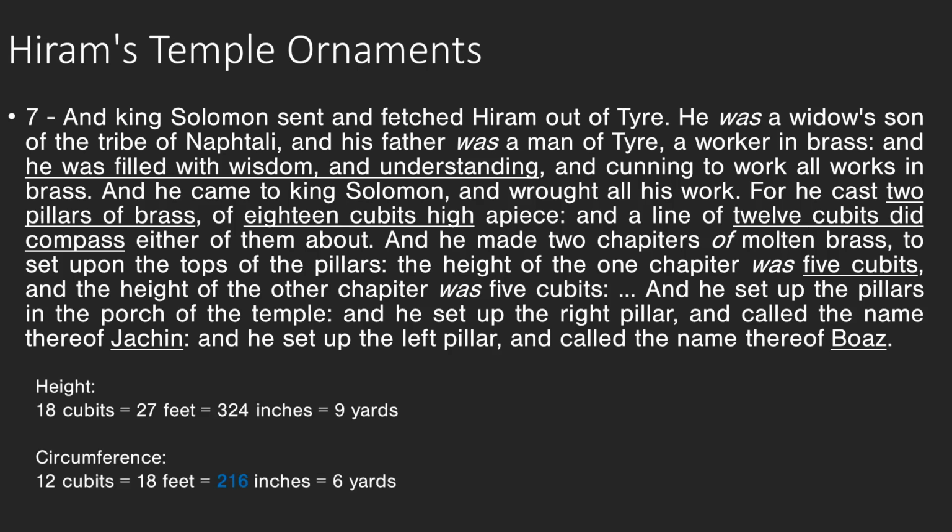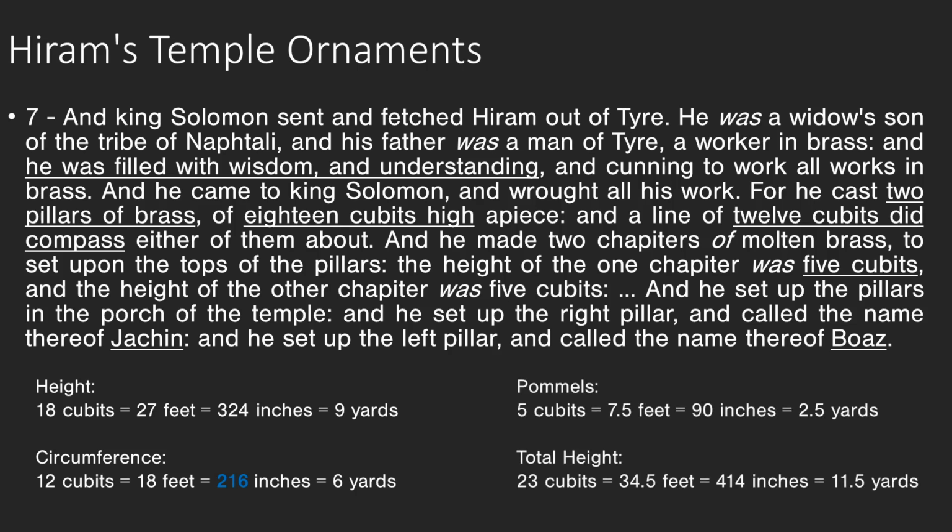So the height of these things is given there, but the circumference, being 12, for obvious reasons, gives us 216 inches in circumference. Moon numbers all over. Maybe now you can see why I associate this temple so much with the moon. The 2 chapiters are 90 inches apiece, giving our total height of 23 cubits.